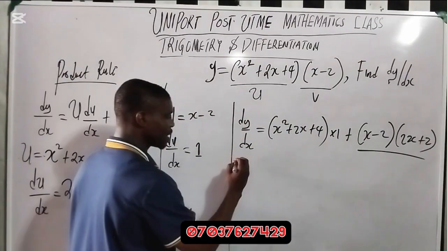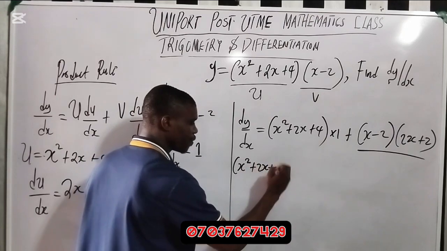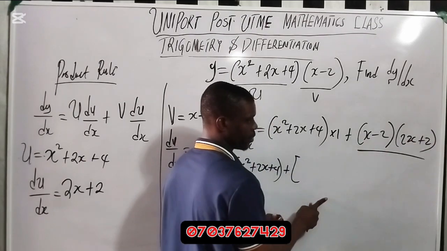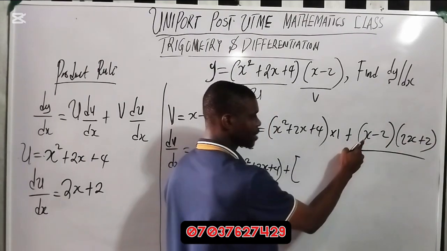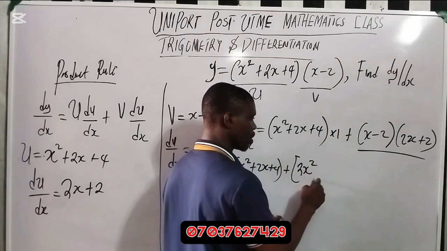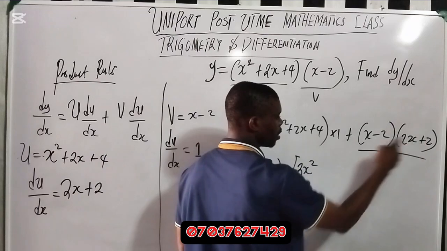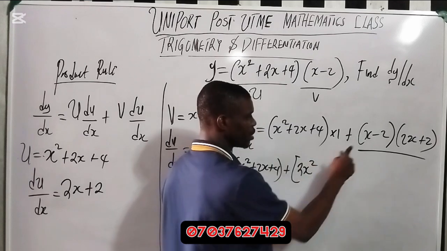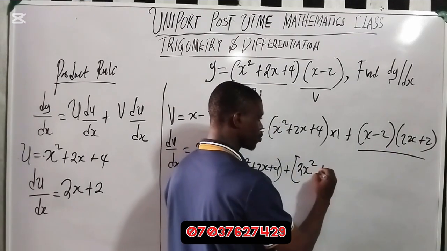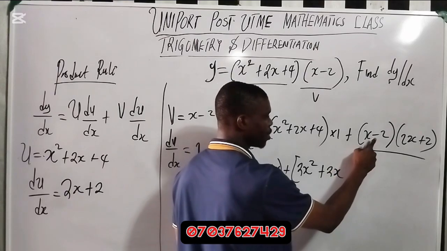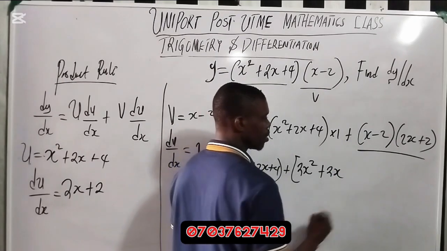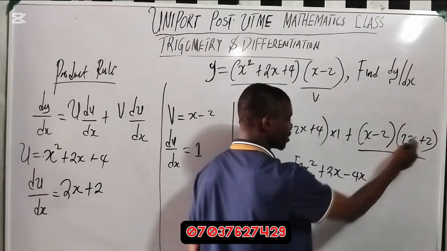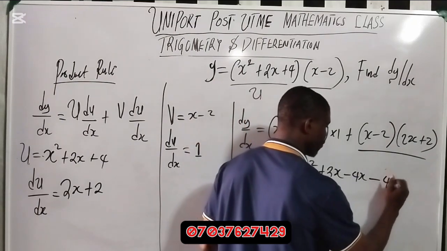So let's look at it here. This one is saying x squared plus 2x plus 4, plus. Remember, this one will multiply the whole of this one here. So you have x times 2x, here we have 2x squared, right? x times 2, here we have plus 2x. Minus 2 times 2x, here we have minus 4x. Minus 2 times 2, here we have minus 4, right?